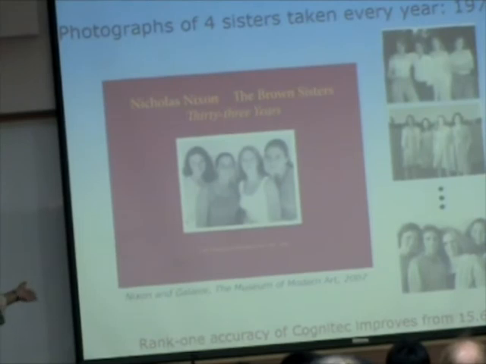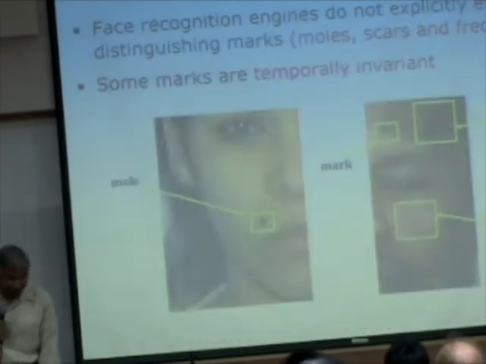And again, the rank 1 accuracy improved from 15.6% to 28%. That is, we took the trained model on the FGNet and applied it to this. And we did the same thing, trained it on FGNet and applied it to Morph, and the performance did improve.